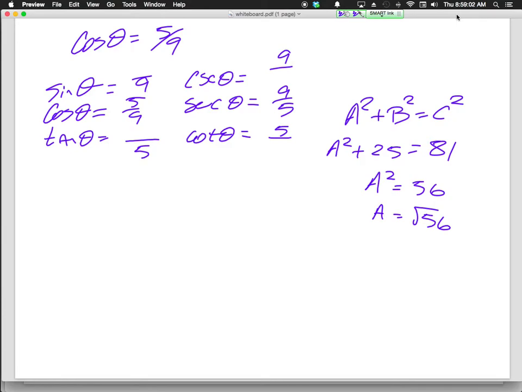So now that that's the square root of 56, I go in here and put that in everywhere I have a blank. And I have found the remaining 5 trig functions. So that's what you're looking to do on that problem. Questions on that one? Okay, I've got one more problem. Well, 2 more problems, but 1 more type. And you'll need your calculator for the next ones.